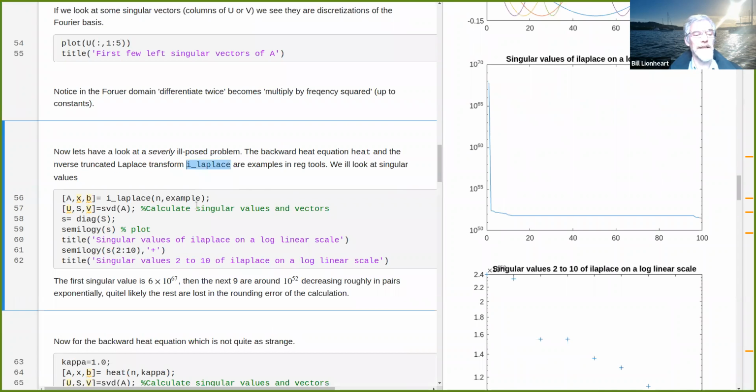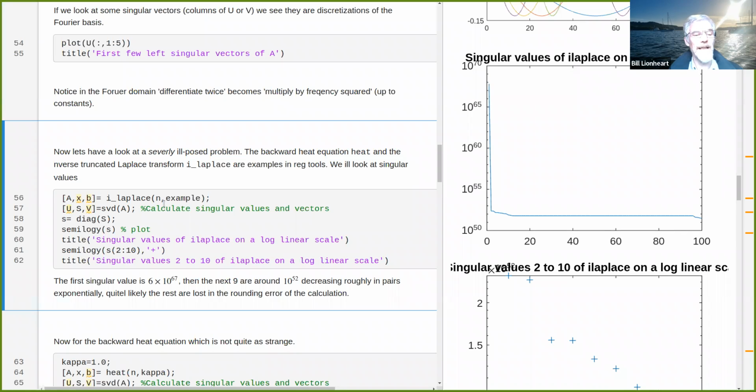So let's look at the SVD of those. So here we've got A, x, b is i_laplace, n, example 3, I guess. Doesn't matter. U, S, V equals SVD of A. It's got the singular values. And we've got semilogy of S.